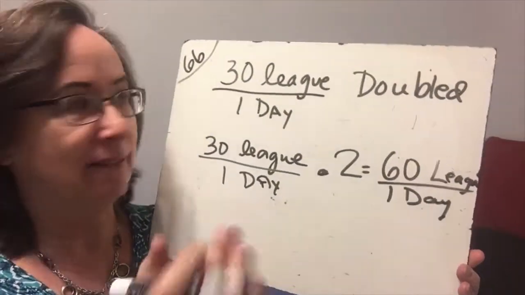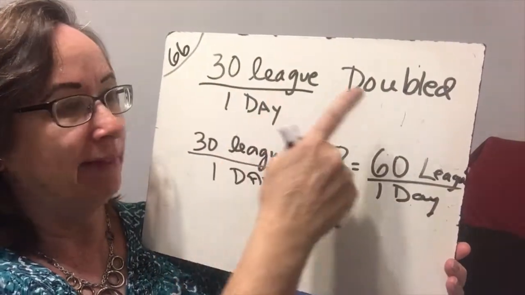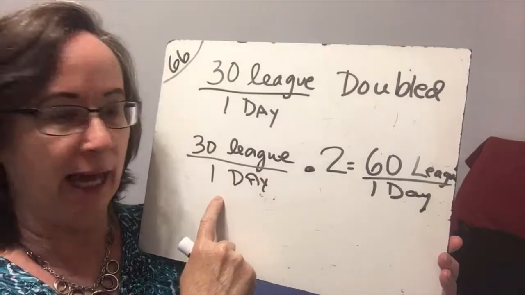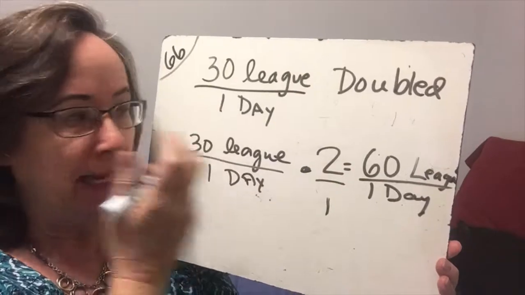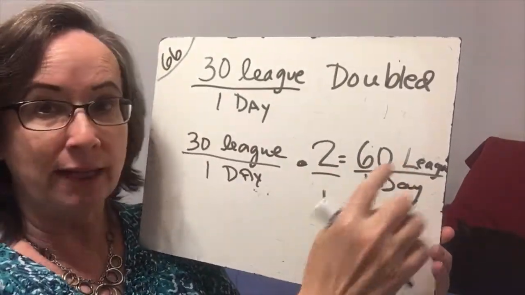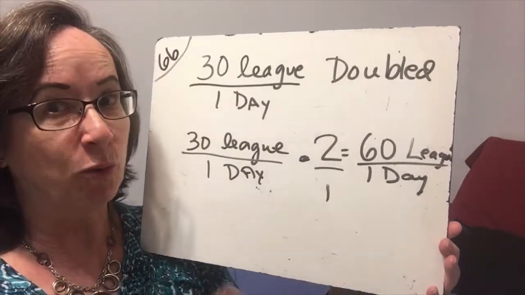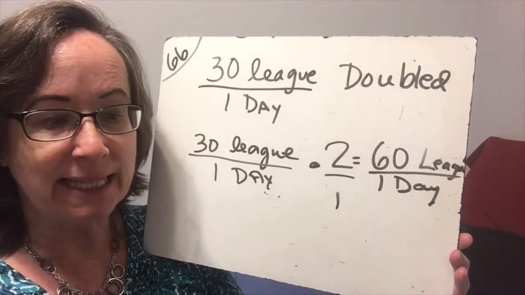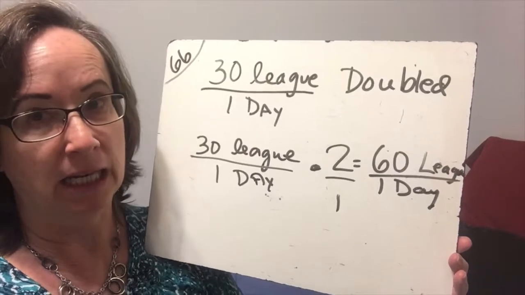All right, so now let's just review. We had 30 leagues per day, and then we doubled it, which means we're going to multiply it by 2. So 30 leagues per day times 2. Remember, the 2 is just 2 over 1. It doesn't change the denominator. It only changes the numerator. So now he's clipping along at 60 leagues per day. And the question is, how long will it take him to go 300 leagues?